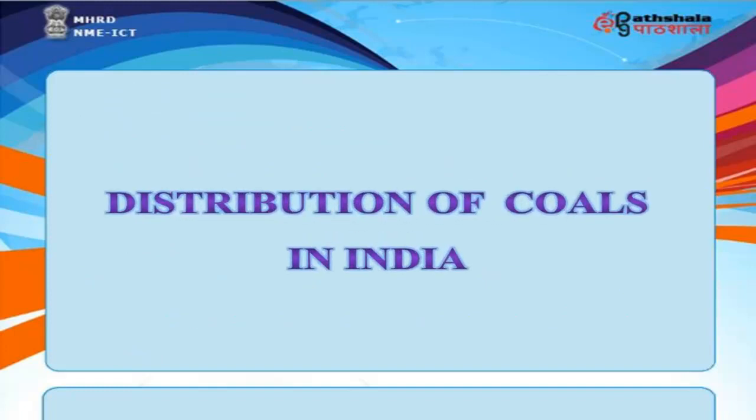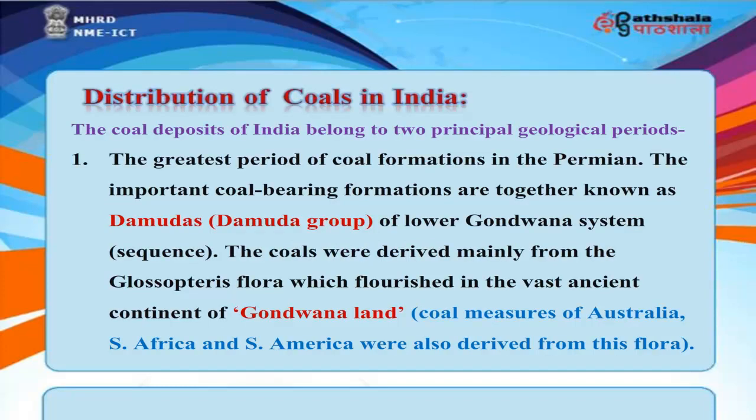Distribution of coals in India. The coal deposits of India belong to two principal geological periods. The greatest period of coal formation is the Permian. The important coal-bearing formations are together known as the Damuda group of the Lower Gondwana system sequence. The coals were derived mainly from the Glossopteris flora, which flourished in the vast ancient continent of Gondwanaland. Coal measures of Australia, South Africa and South America were also derived from this flora.